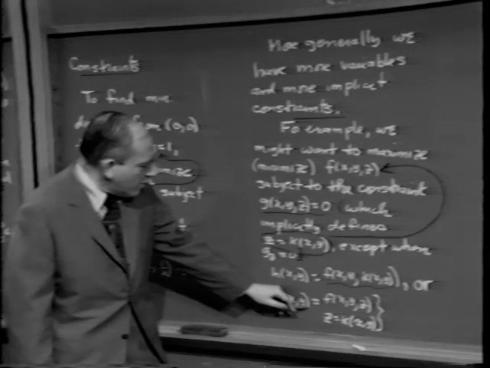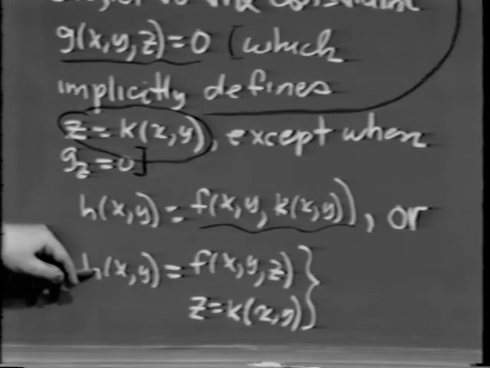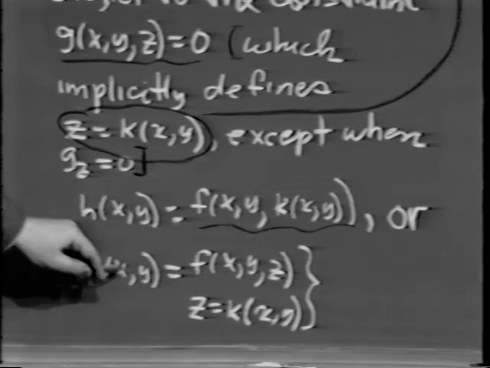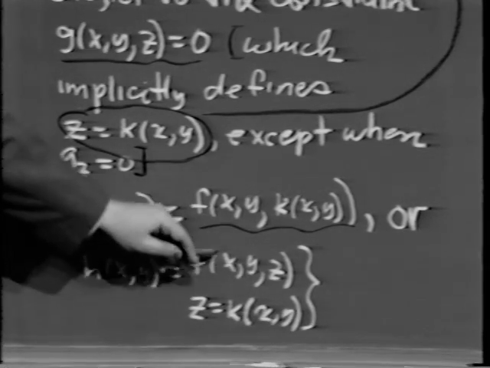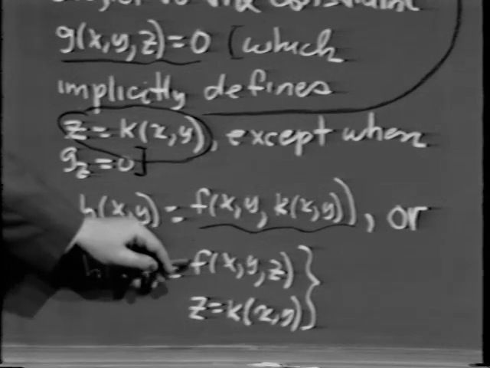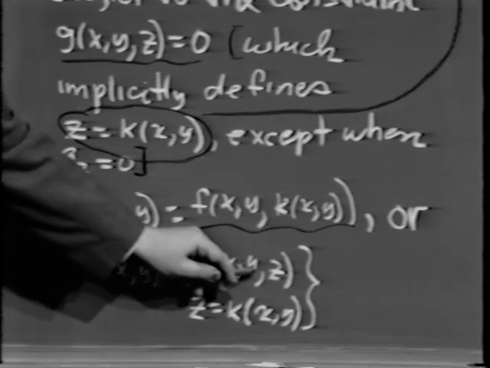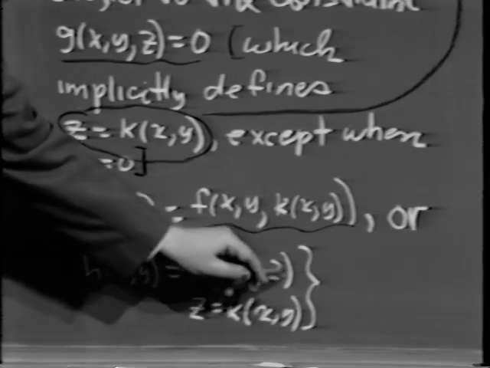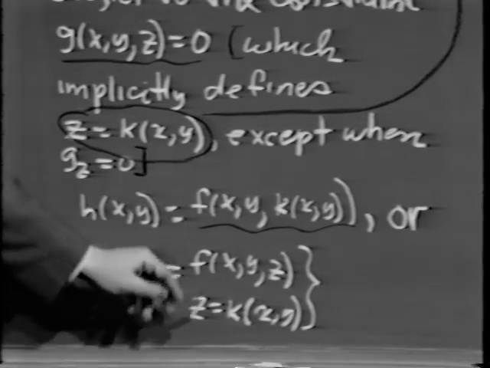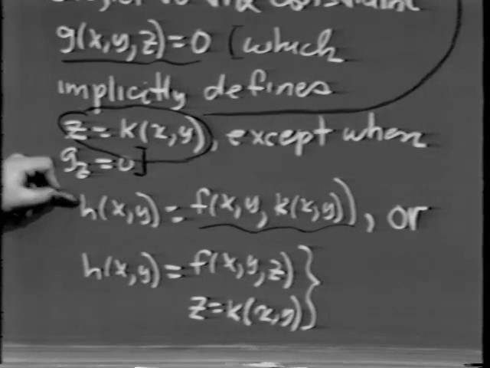How does the chain rule work now? To differentiate this with respect to x, say, we take the partial of this with respect to x times the partial of x with respect to x, plus the partial of f with respect to y times the partial of y with respect to x, plus the partial of f with respect to z times the partial of z with respect to x. In other words, the general theory hasn't changed at all.